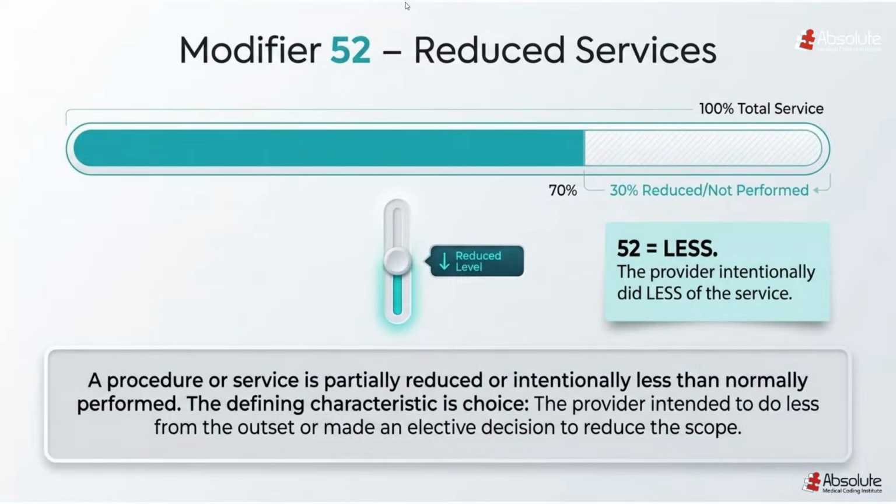Now we're going to turn our attention to modifier 52. Modifier 52 is the opposite of 22. This is reduced services. It's a procedure or service partially reduced or intentionally less than normally performed. The defining characteristic is choice. The provider intended to do less from the outset or made an elective decision to reduce the procedure. All right.